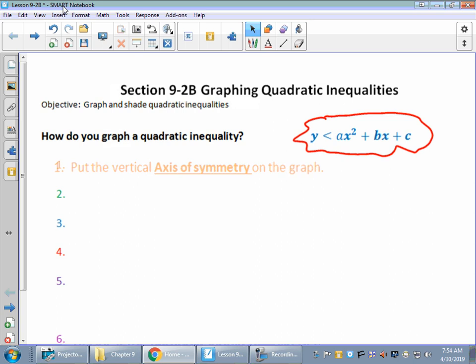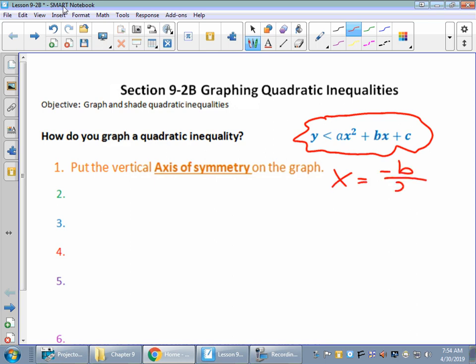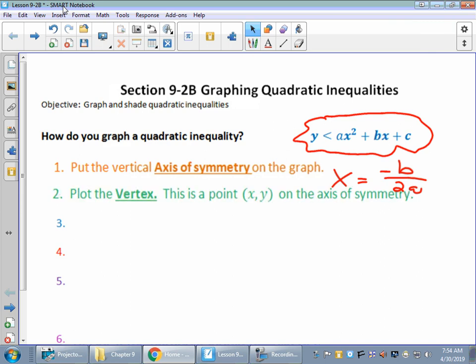The first thing we're going to do is put the vertical axis of symmetry on the graph, just like we did before. And remember, that's x equals negative b over 2a. If we don't know how to do that yet, then we're in some trouble there. Then plot the vertex. This is the point (x, y) on the axis of symmetry.